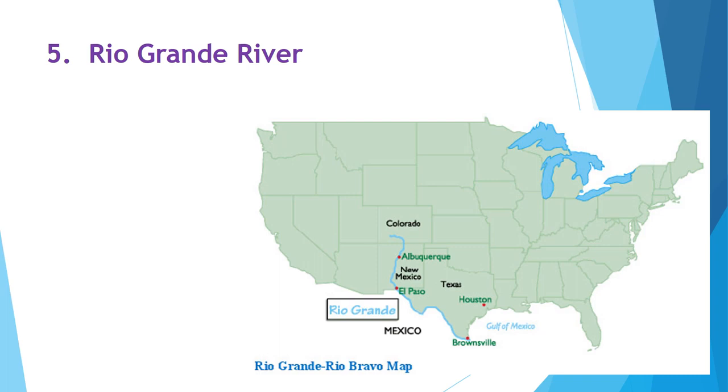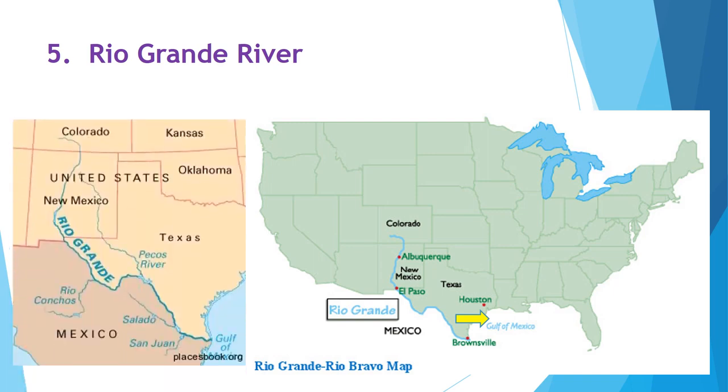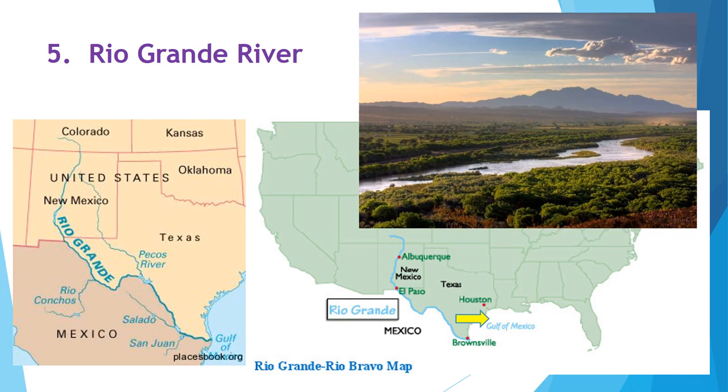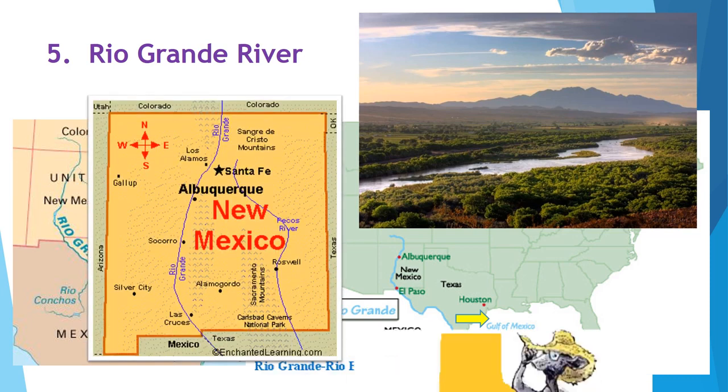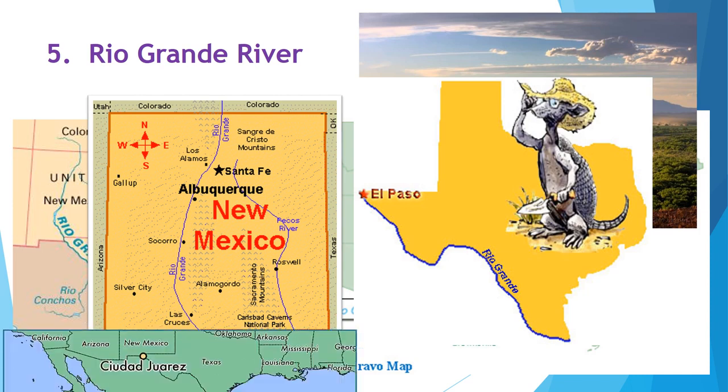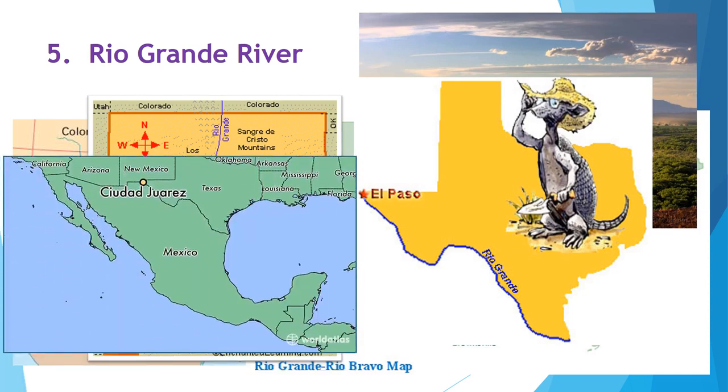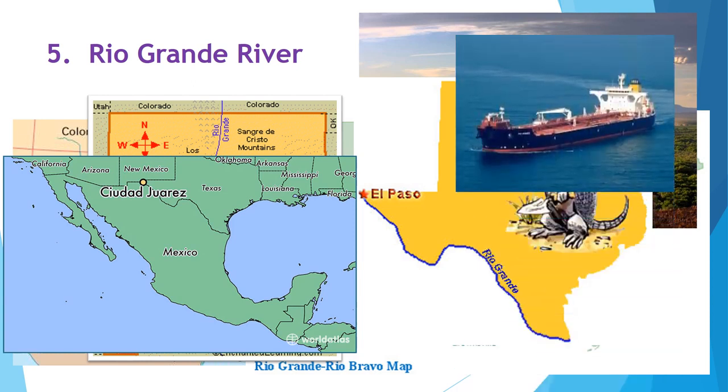The Rio Grande River forms part of the United States border with Mexico and flows into the Gulf of Mexico. Its name in Spanish literally translates to Big River. Cities along the Rio Grande include Albuquerque, New Mexico; El Paso, Texas; and Juarez, a prominent city on the Mexican side of the river. The Rio Grande River is an important body of water that transports products into the Gulf of Mexico.